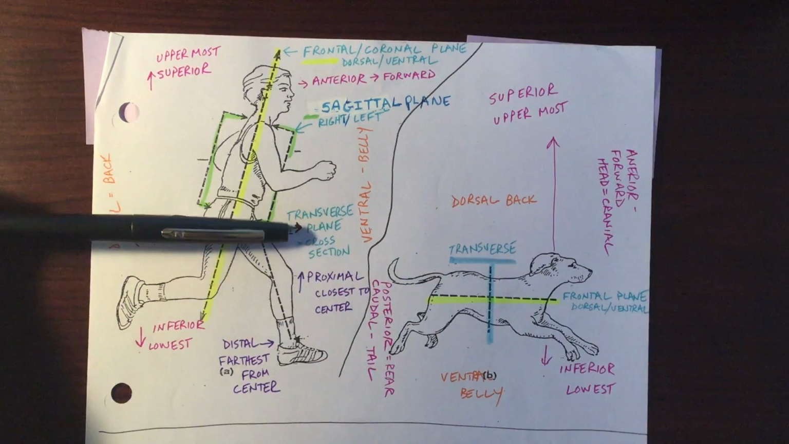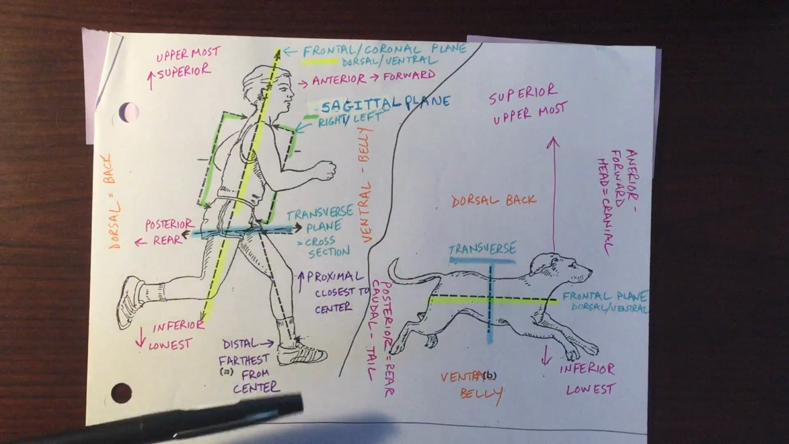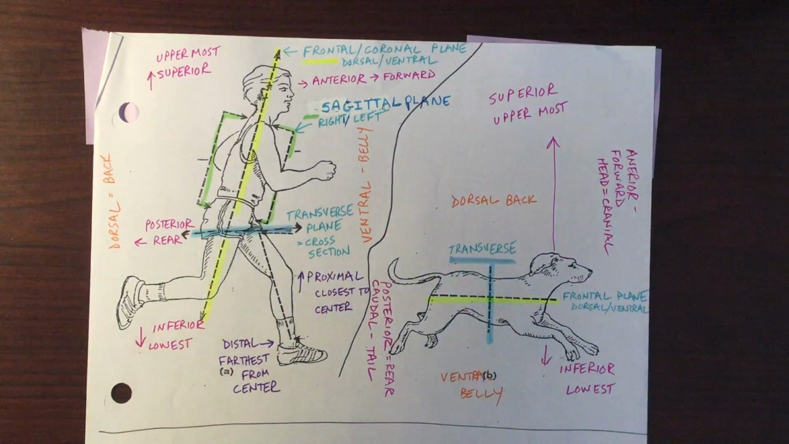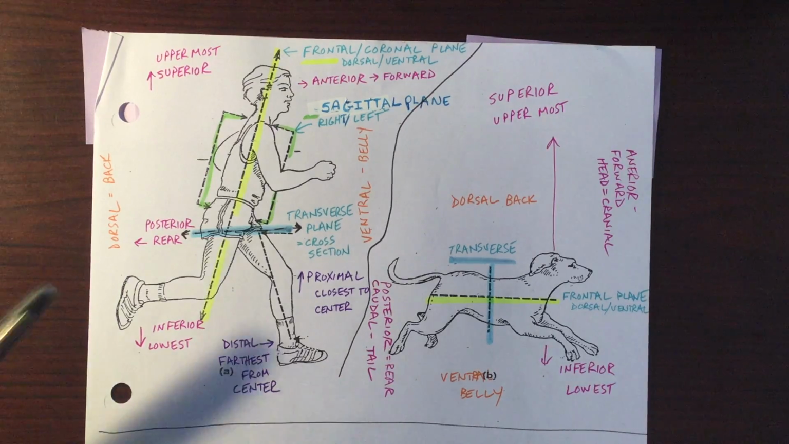So which is located closer to the center of the body, which is located farther from the center of the body. Your fingers are distal to your elbow, things like that.